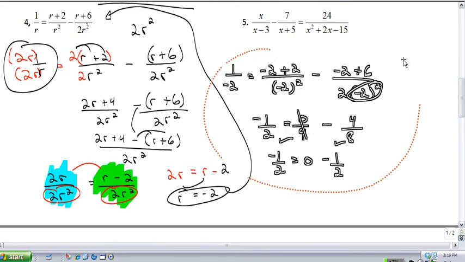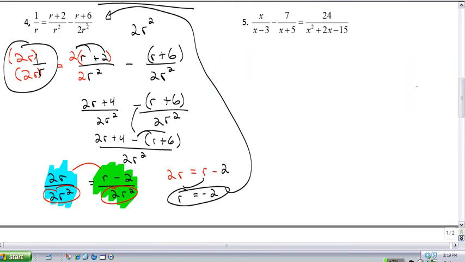Okay, so moving on to 5. Factoring is my friend. I'm going to take this x squared plus 2x minus 15, and that's actually, let's see, a leading coefficient of 1. So what multiplies to negative 15 and adds to 2? That will be x plus 5, x minus 3. See, that's useful in thinking about what your common denominator is going to be.